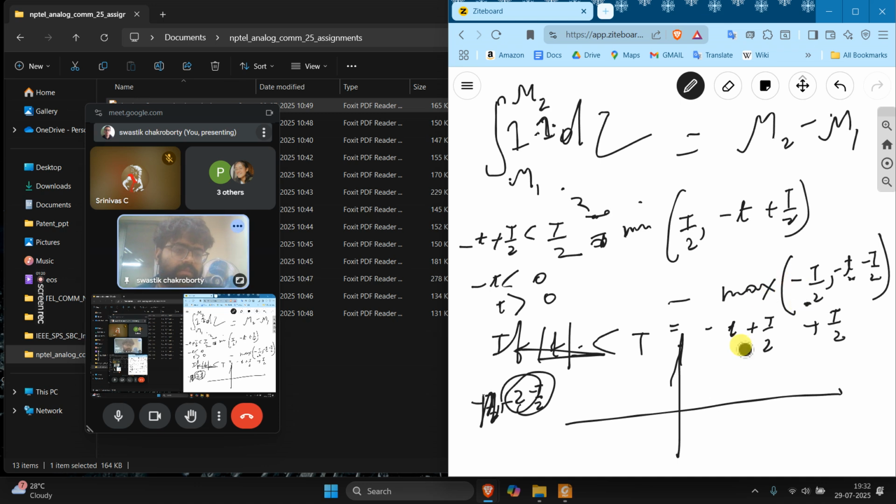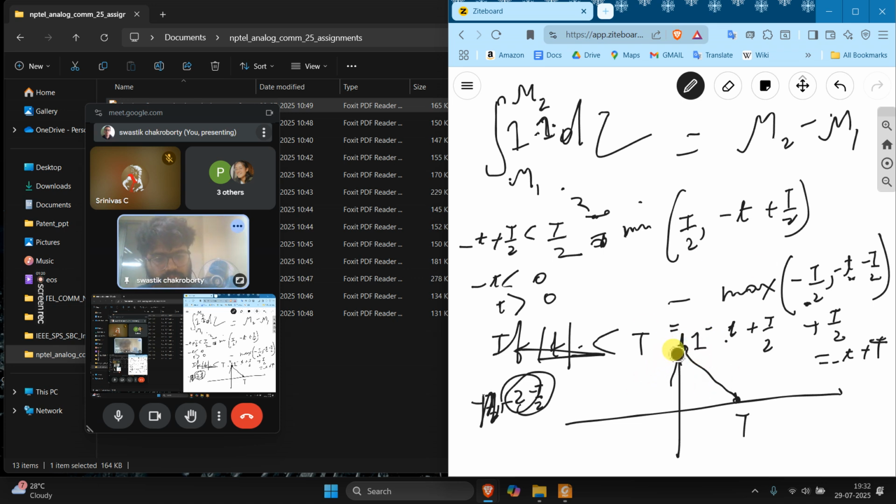So this is minus t plus t by 2 plus t by 2, that is minus small t plus capital T. So this is a falling line. And if you take the x intercept, y intercept, it will fall like this, right?